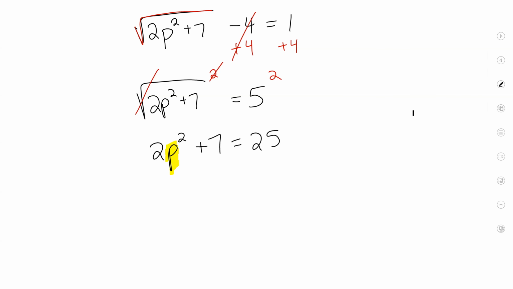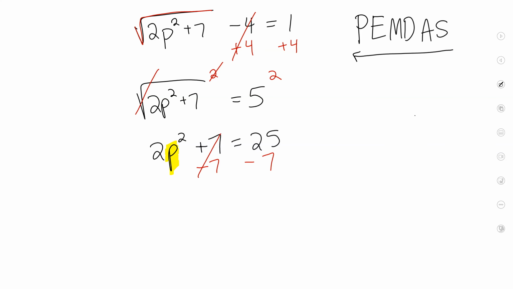So let me remind you of something important. The order of operations is parentheses, exponents, multiplying and dividing, and adding and subtracting. Whenever you're solving an equation, you go backwards. So you have to do addition and subtraction first. So what do I do first? Yes, subtract 7 is what we do first. So I am now left with 2p squared equals, what's 25 minus 7? 18.